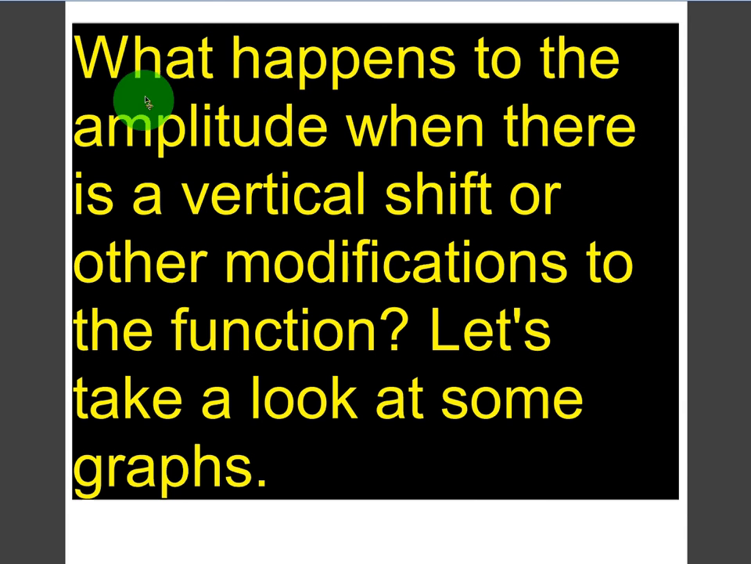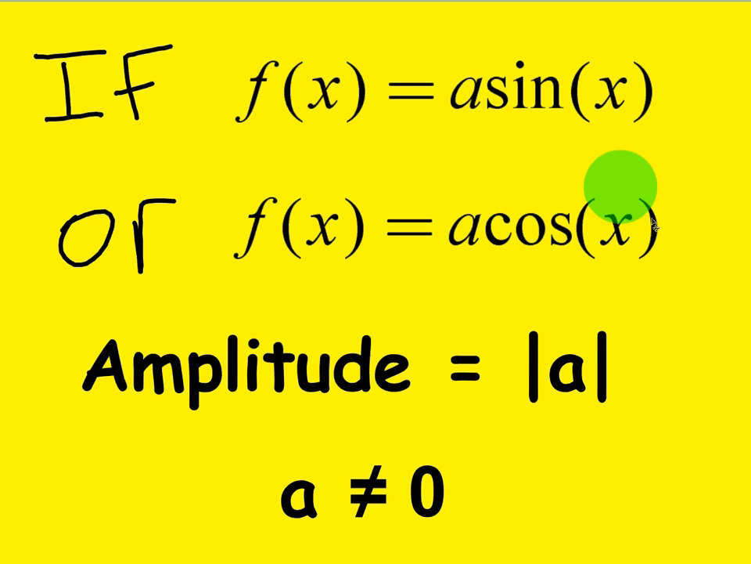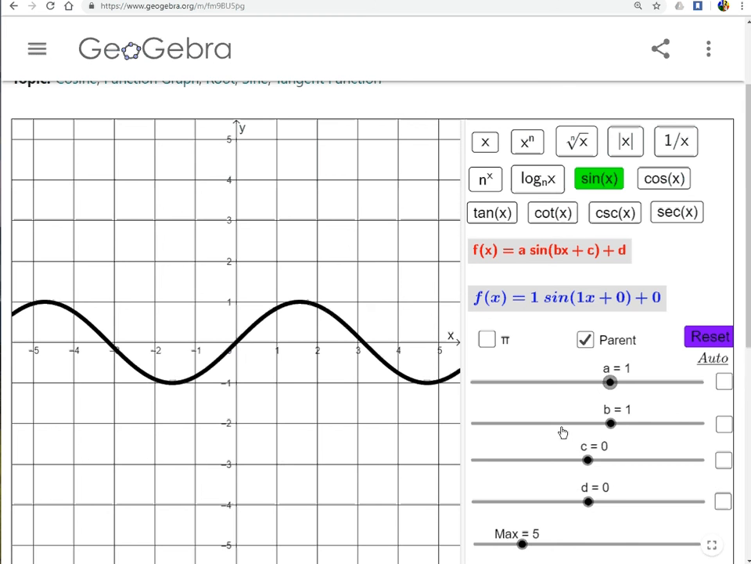Okay, one more important question to ask is what happens if we change some things to the function? What if we mess around with what's inside the trig function? What if we add something to the function, what's called a vertical shift, or make any other modifications? Will it change the outcome of the amplitude if I do a bunch of stuff in these parentheses or do something else like add or subtract a number? Let's find out.